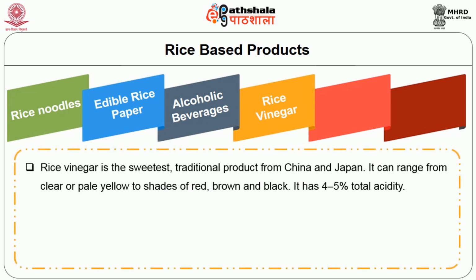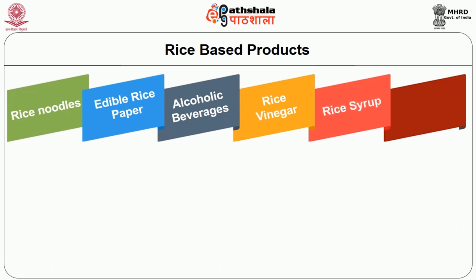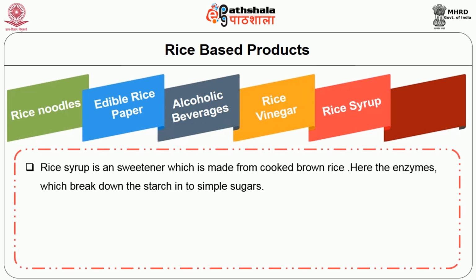Rice vinegar is a traditional product from China and Japan. It can range from clear or pale yellow to shades of red, brown and black. It has 4 to 5% of total acidity. Rice syrup is a sweetener which is made from cooked brown rice. Here the enzymes which are present are used to convert the starch into simple sugar.